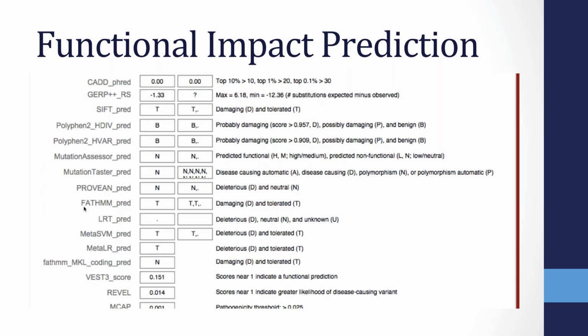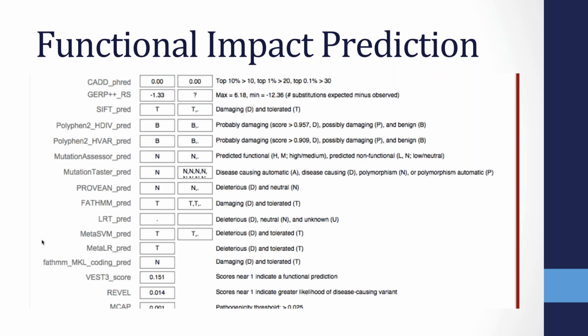This is just a picture of the various tools. There are a number of different tools on the left-hand side, and a little bit about what the letters mean on the right-hand side. In between, you can see in this particular variant, all of the scores agreed that this is probably not one that would have an impact on the function of the gene and is likely not deleterious in nature.